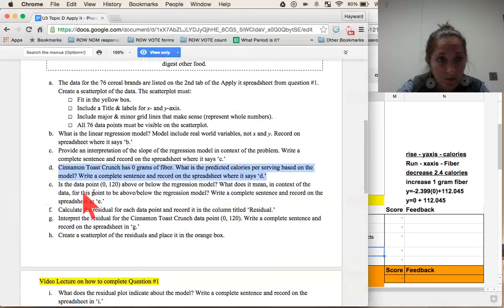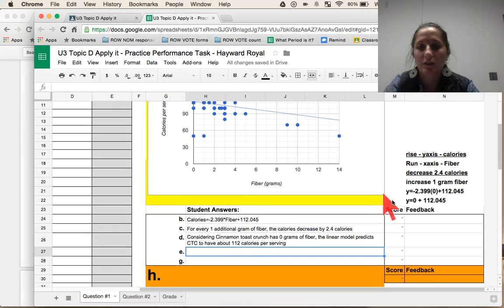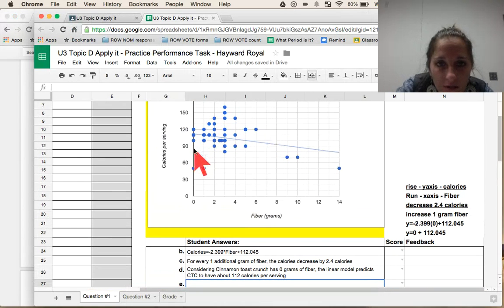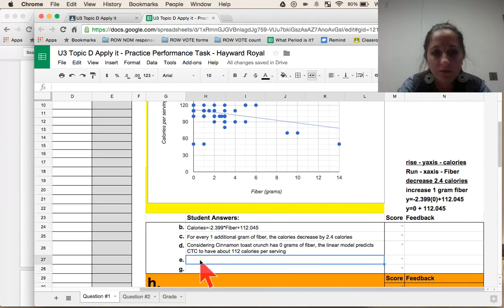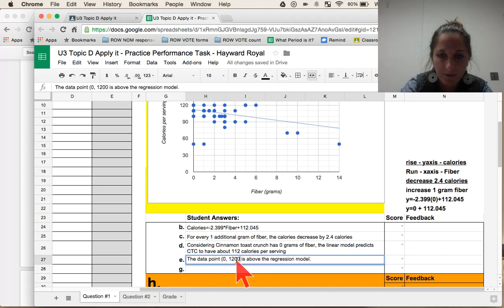Okay, question E. Is the data point 0, 120 above or below the regression model? Let's check that first. 0, 120 is right here. And so that point is above the regression model. So the data point 0, 120 is above the regression model.